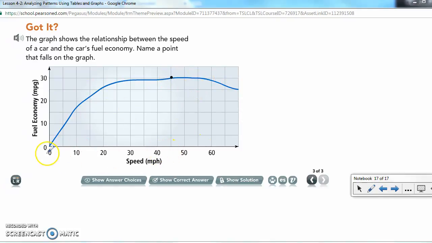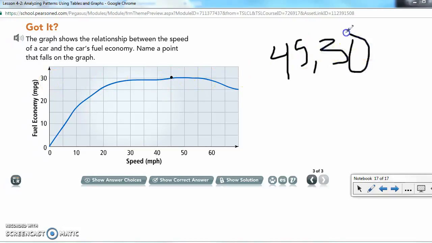So I know that I have 10, 20, 30, 40. Well, this dot is in between 40 and 50. So for me, it would be at 45. And then up and down, it's lying straight on the 30 line. So 45, 30 is the point that I chose. Go ahead and choose your own point, and I will check it for you in your notes.